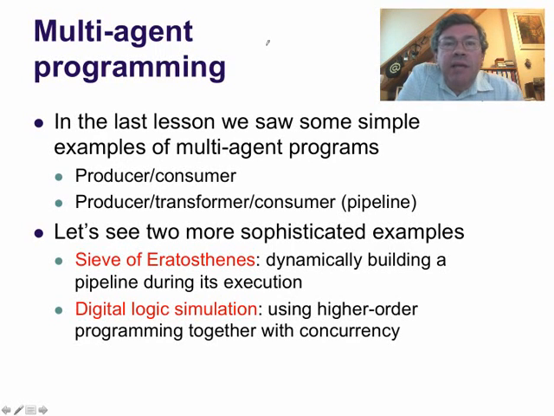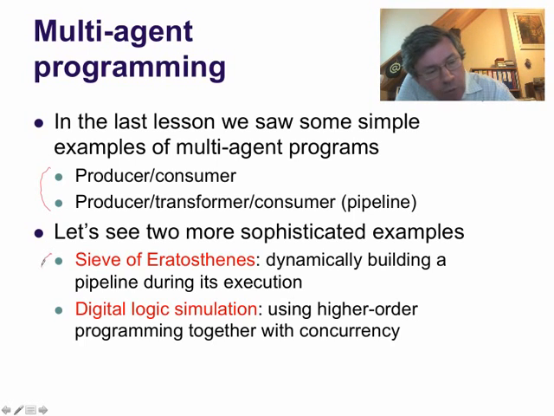Let's do some multi-agent programming now. In the last lesson, we saw already some simple examples of multi-agent programs, producer-consumer and producer-transformer-consumer, so simple pipelines. Pipelines are kind of really trivial. Let's look at some more sophisticated examples. And we're going to look at two examples right now.